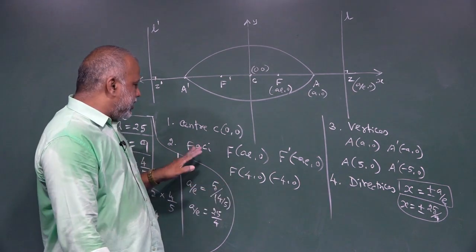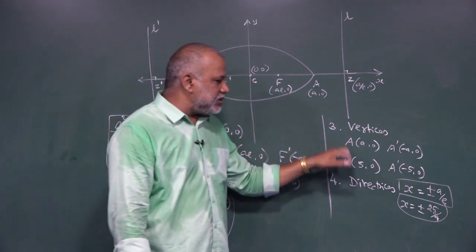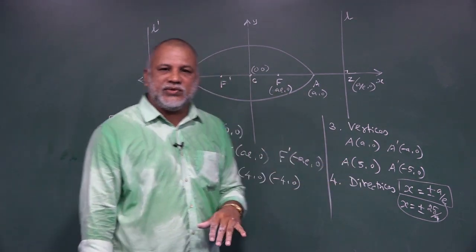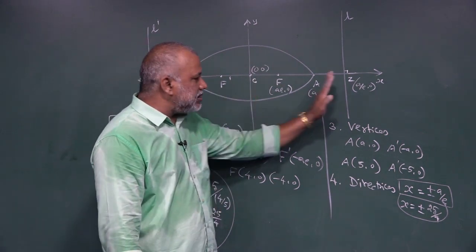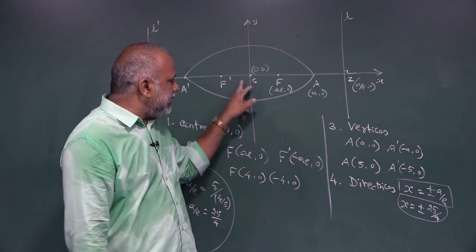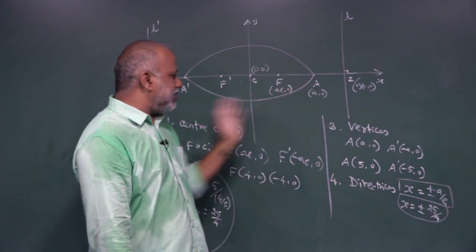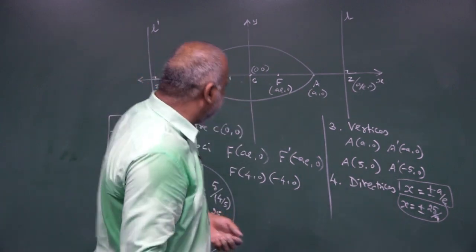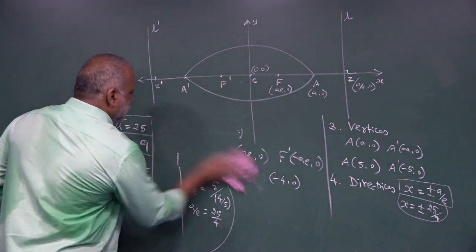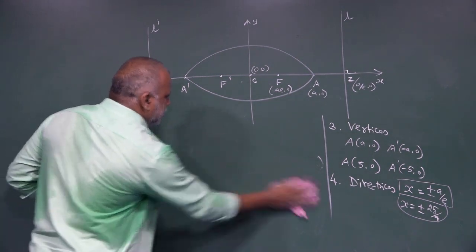Substitute here. See, the center we already worked out, foci we worked out, vertices worked out, directrices, equation of the directrices. So by this logic, you always work out the process: center, foci, vertices, then directrices. Use plus or minus, that's all. After that, you need the length of the major. That is another logic.